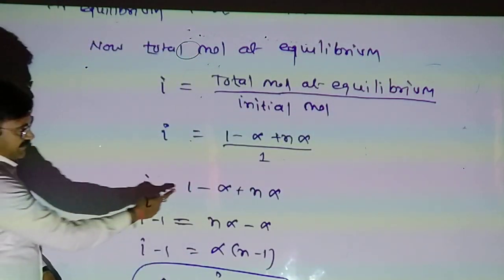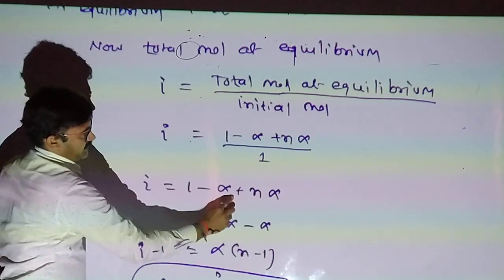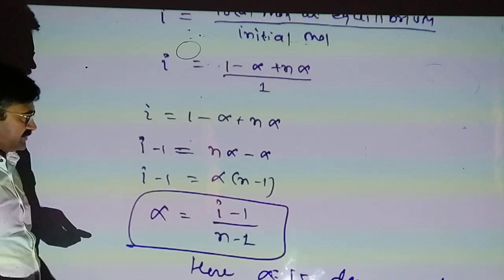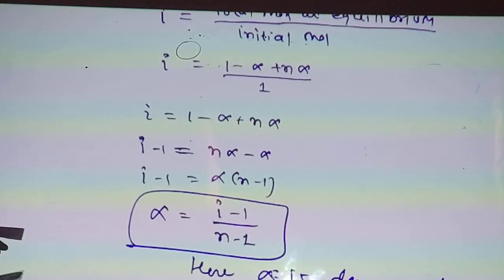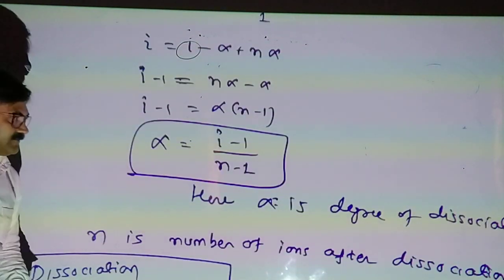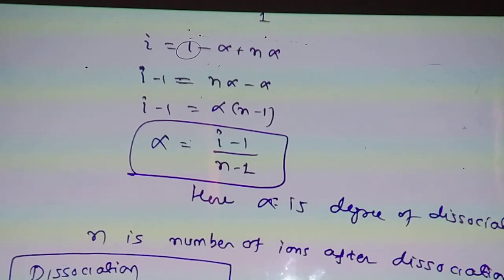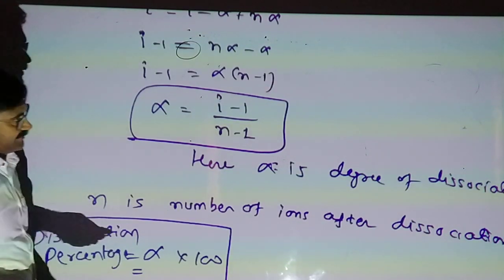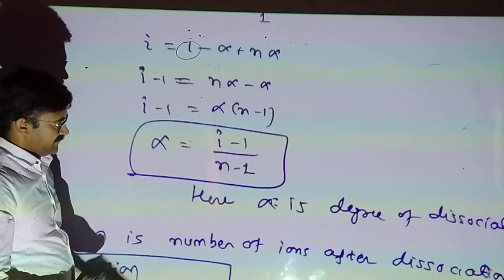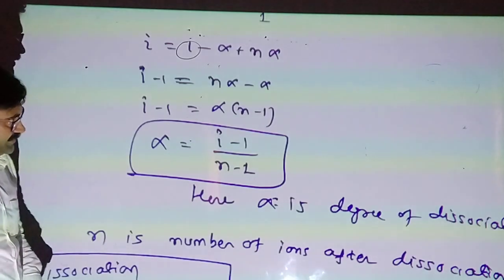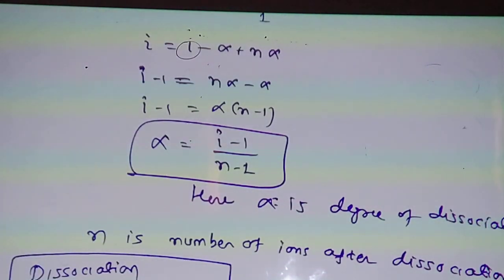So i minus 1 equal to n alpha minus alpha. So i minus 1 is equal to alpha common, n minus 1. So alpha will be i minus 1 upon n minus 1. Here alpha is the degree of dissociation and n is the number of ions after dissociation. i છે એ van't Hoff factor is known. Then we are subtracting. So this formula we will use in our numericals.